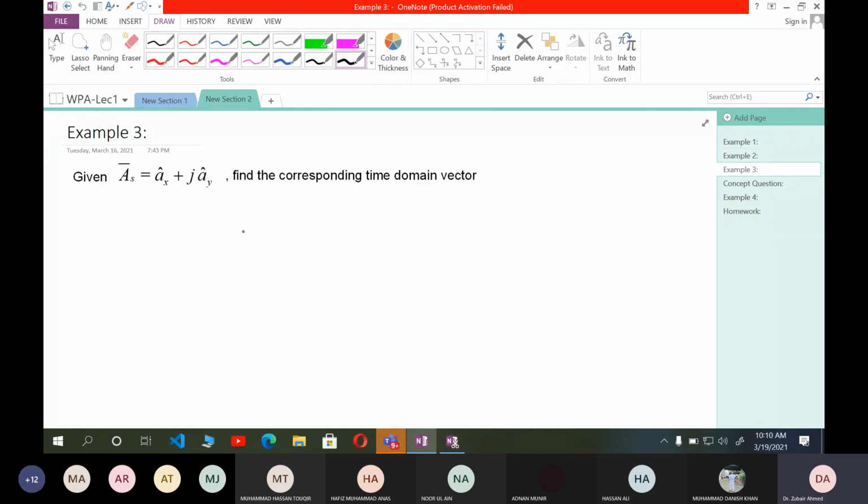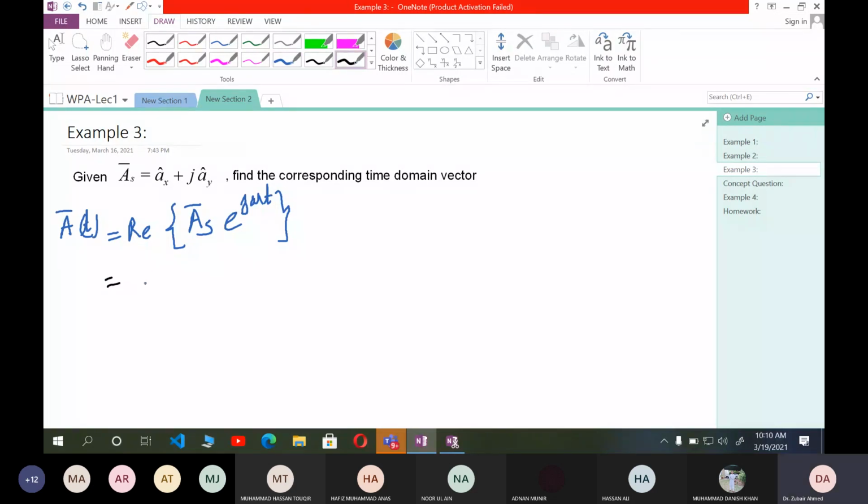Okay, this is another example. We are given a phasor. Now we have two components, the x component as well as the y component. In general, we can have three components. And we want to convert back into the time domain. So again, we can use the same trick, the fundamental definition of the phasor. We multiply this phasor with exponential of j omega t and take the real part. And this will give us the corresponding time domain vector.